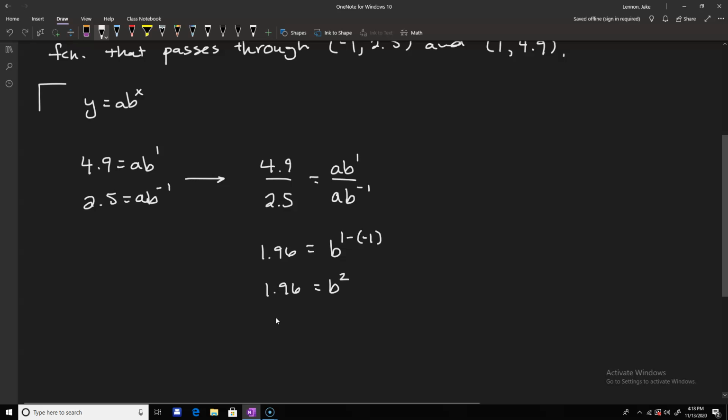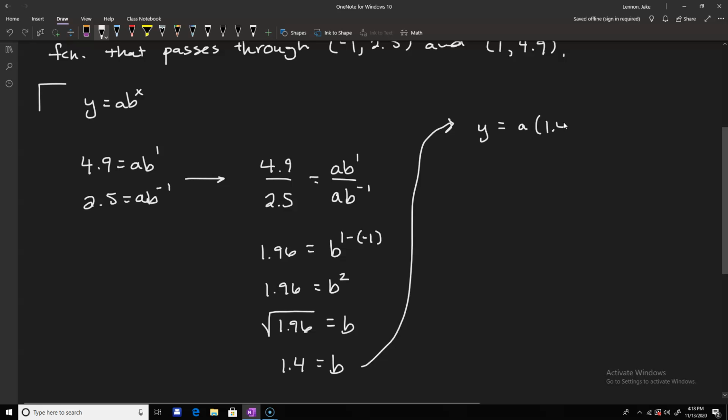Typically, your answer here would be plus or minus the square root of 1.96, but we know the exponential base has to be a positive value, so we can just say b is the square root of 1.96, which is actually exactly 1.4. So that's our value of b. So then to find the rest of the equation, we now know that our equation looks like y equals a times this 1.4 raised to the x. And we can plug in either of the 2 points and solve for a.